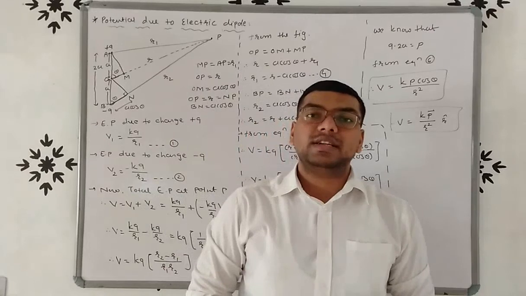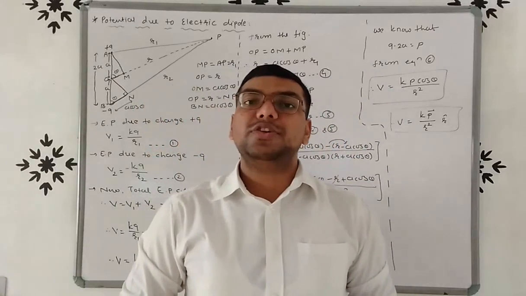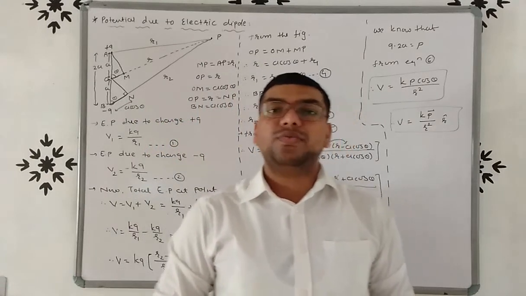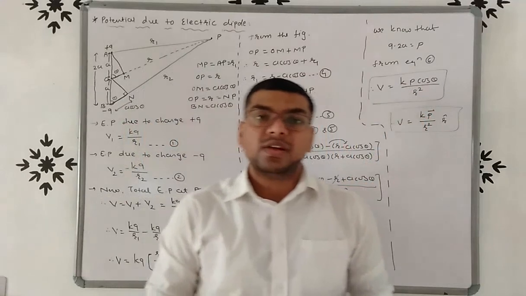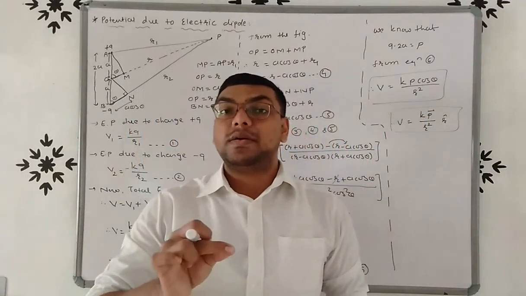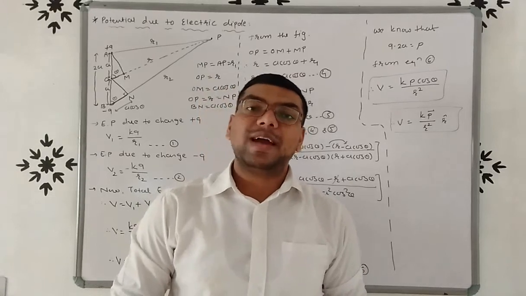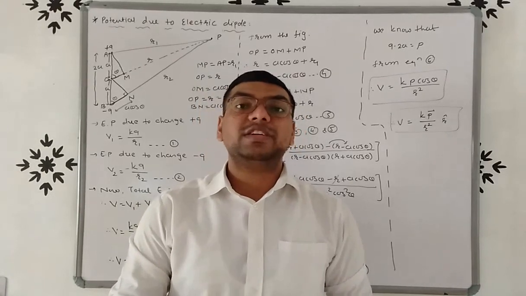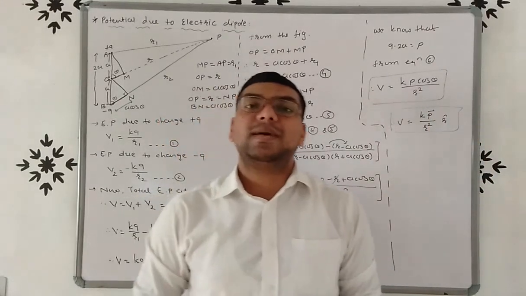So friends, you have to remember the formula of electric potential due to electric dipole. V is equal to Kp cos theta upon r square. So electric potential due to charge q is V is equal to Kq by r, but electric potential due to dipole is V is equal to Kp cos theta upon r square.